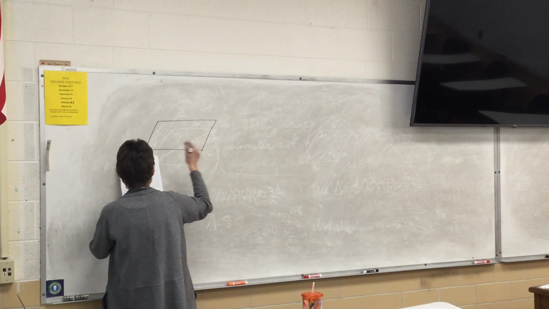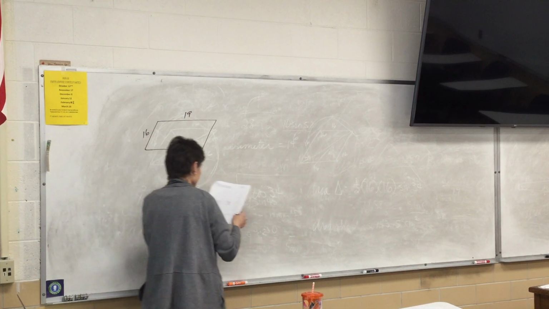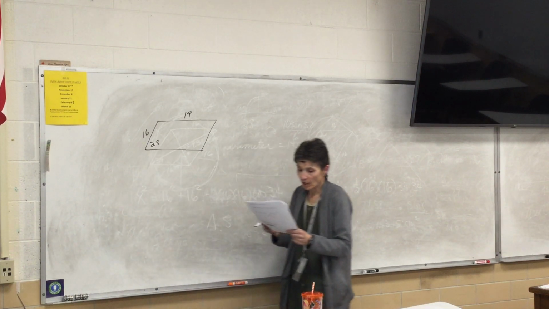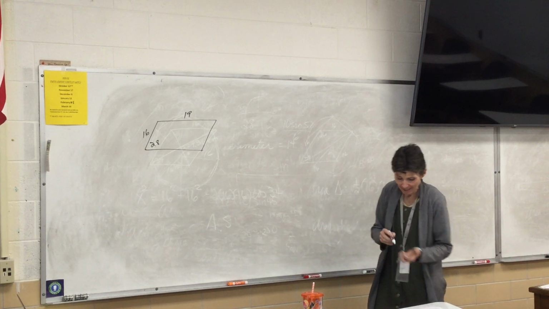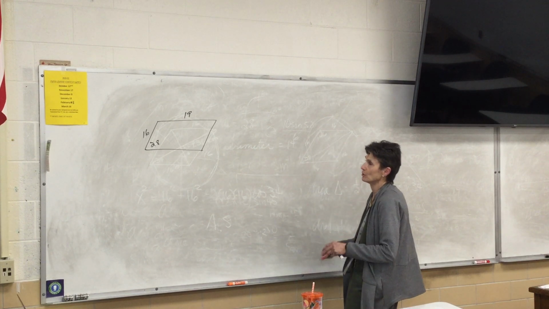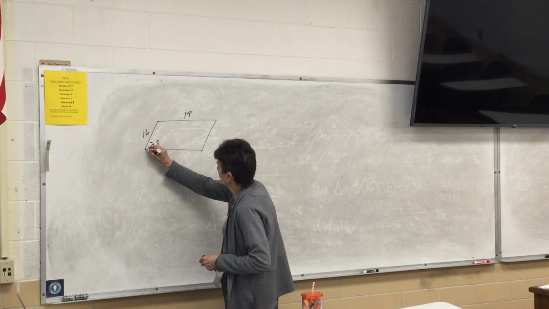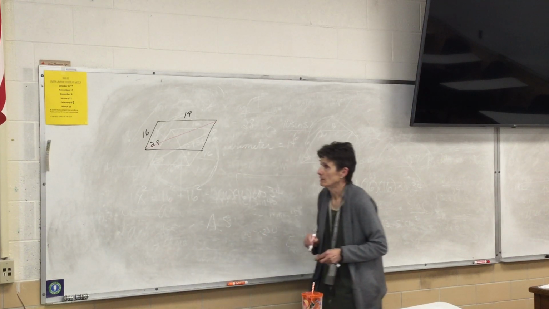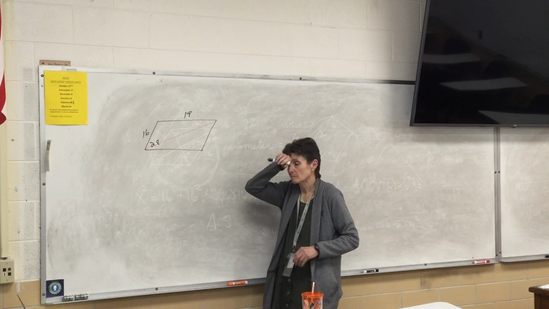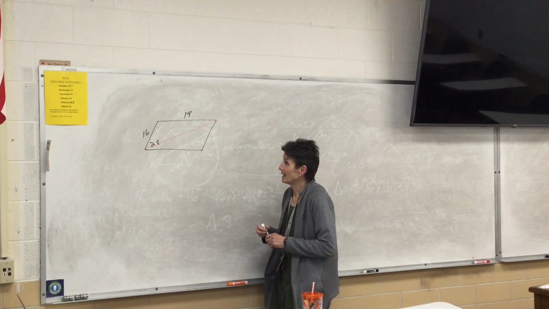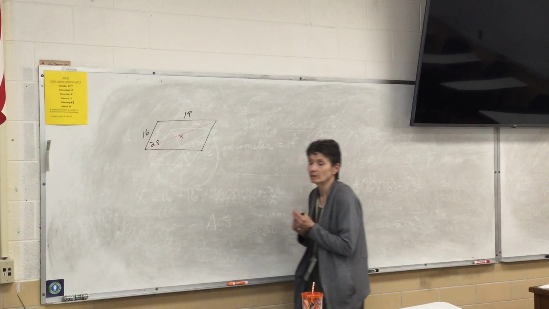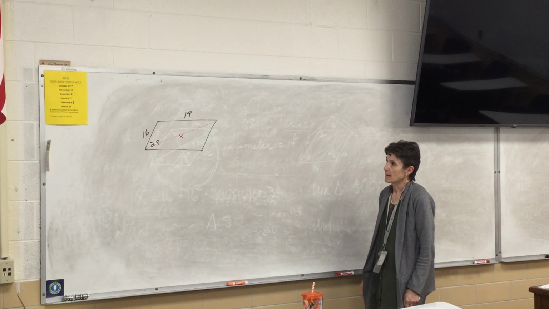We have a parallelogram with sides of 16 and 19 and an angle of 28. And our job is to find the longer diagonal. Now, obviously, you can just tell from my picture, the longer diagonal is going to be this one. We need to find the length of that segment.